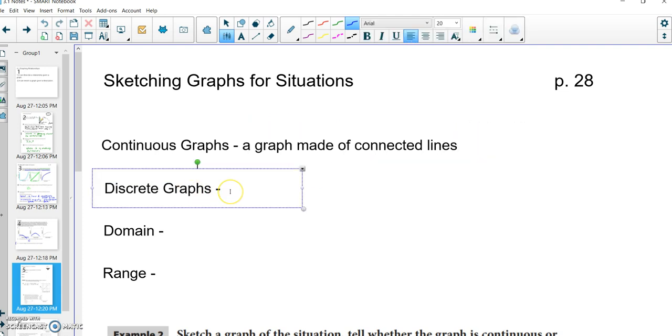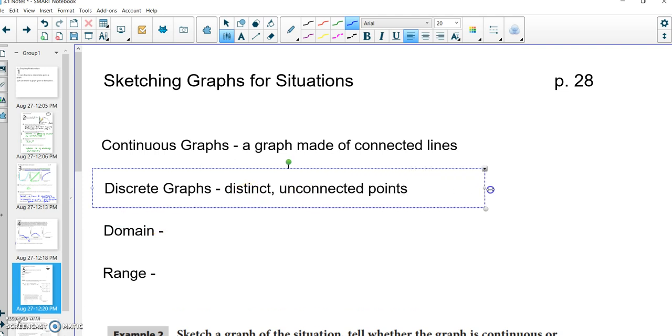A discrete graph is going to be one that has distinct unconnected points. So it's just going to be a bunch of dots on a graph. They're not going to be, no connection at all in any way.